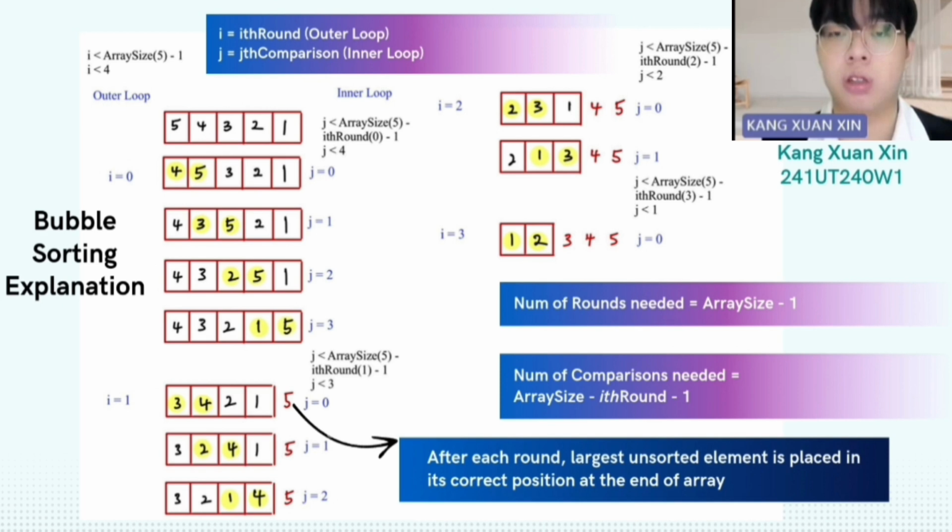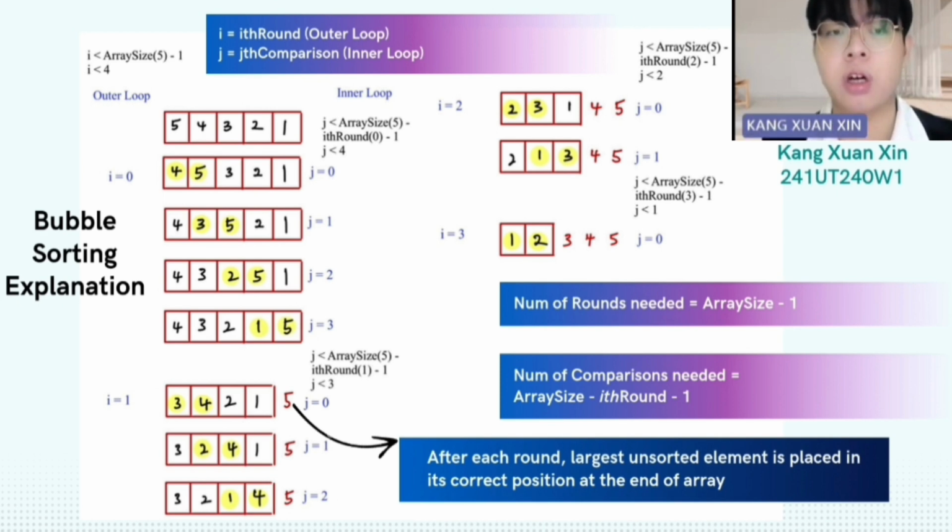This process continues for the third and fourth comparison, with the largest value 5 being moved to the last position in the array. In the subsequent rounds, the number of comparisons decreases by 1 with each iteration, as the largest unsorted elements are successively placed in their correct positions at the end of the array. For instance, in the second round, where I equals 1, comparisons are only performed on the first 4 elements because the last element is already sorted.